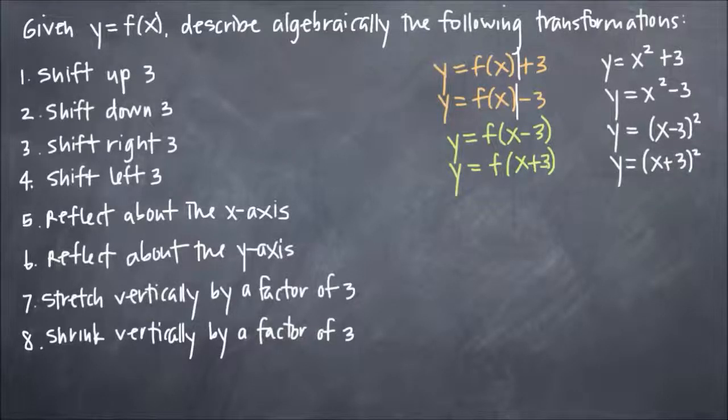If we're going to reflect about the x-axis, that means we're going to flip it over the x-axis exactly where it is, we'll get y equals negative f of x. So we just add that negative out in front of the f of x or multiply by negative 1.